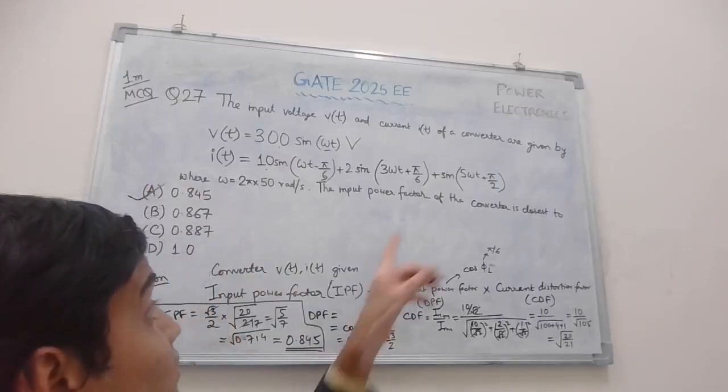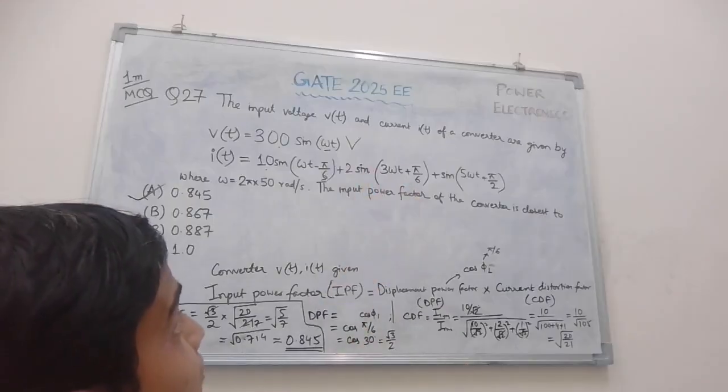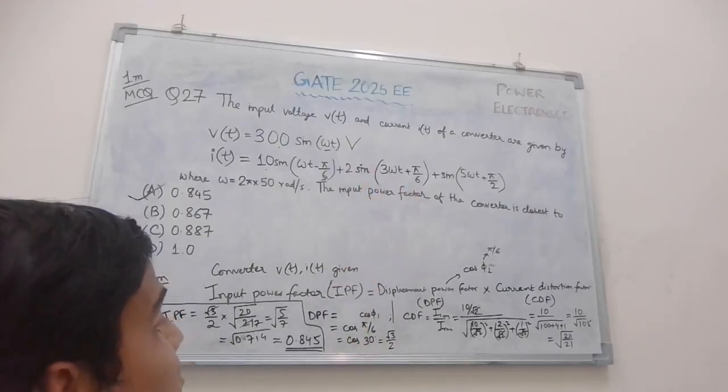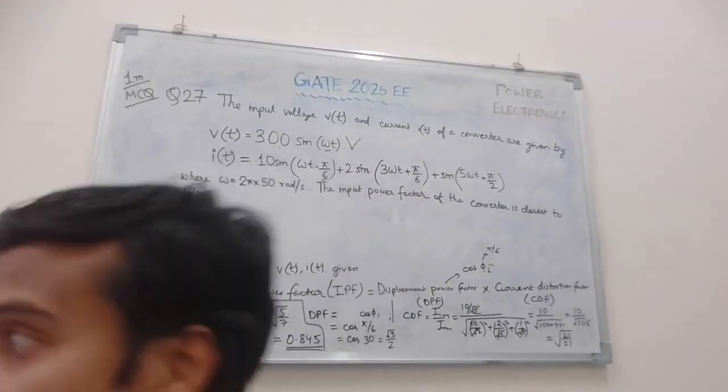That is the input power factor of the converter for the voltage and current waveform equations given, V of t and I of t respectively, is 0.845. Option A. Correct answer for this question is option A.